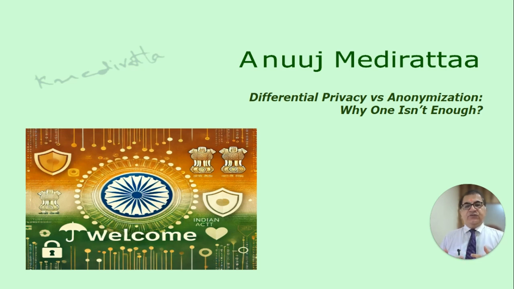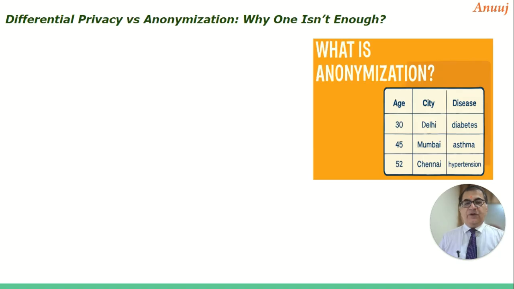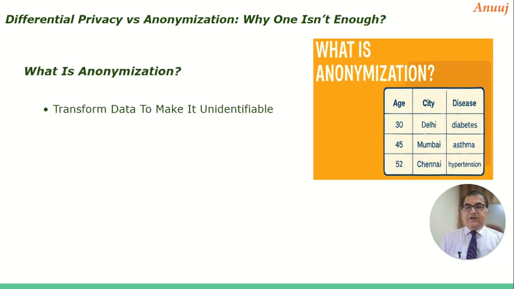And as I said, in this video we are going to talk about differentiating differential privacy and anonymization, and why only one is not enough. You have to do more than one. Which one? Let's see. What is anonymization? Anonymization is a simple process which helps you transform data such that it becomes unidentifiable, right? Any data that you could otherwise read, you apply anonymization over it and the data becomes unidentifiable.